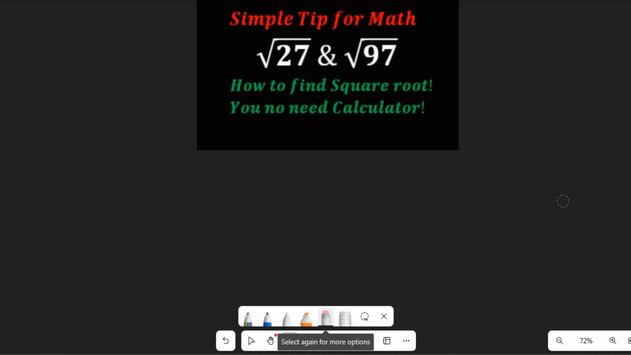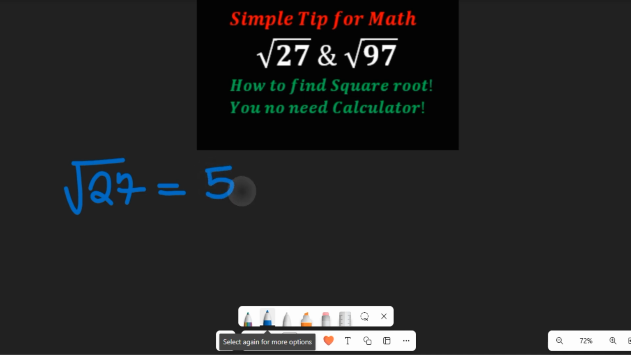Now we go start first with the square root of 27. Now I want make you point your calculator. If you point your calculator now, you go see say square root of 27 go give you 5.196. Maybe so? Good. So now we no go use calculator, we go find the square root of 27.